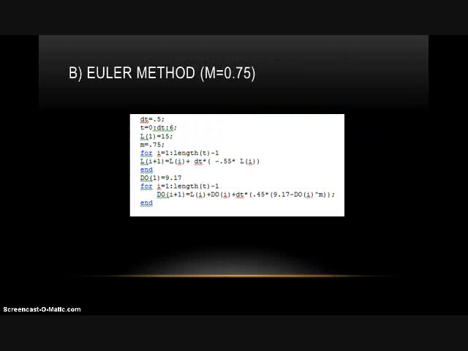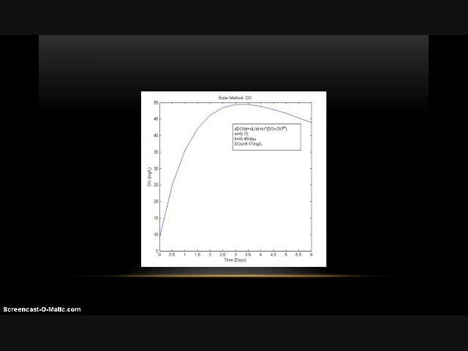So this is the Euler method where M equals 0.75. Here we for loop the BOD equation as well as the DO. As you can see, M equals 0.75, and the graph for this looks like this. The trend line increases by a lot for the first few days, then tapers off and begins to decline midway through at roughly 50 milligrams per liter of DO.